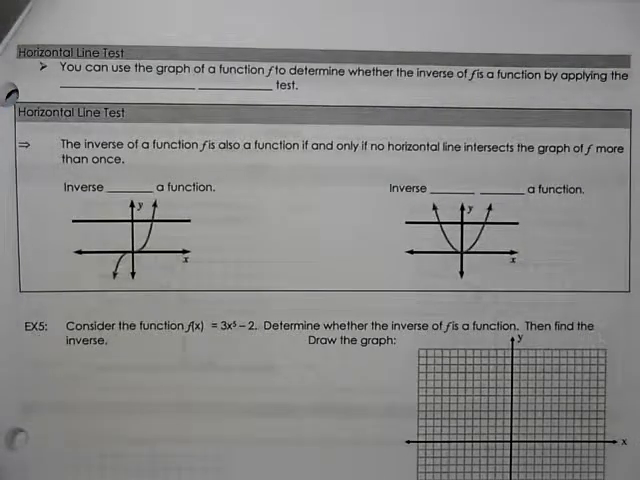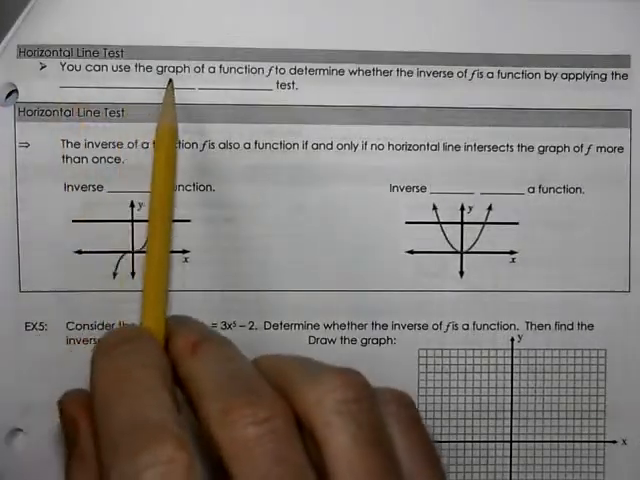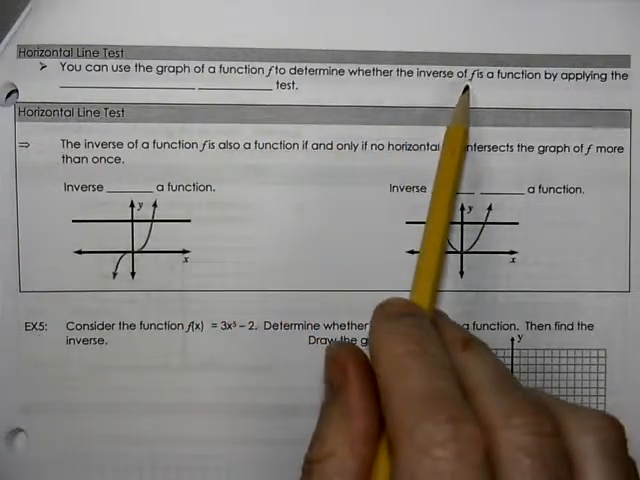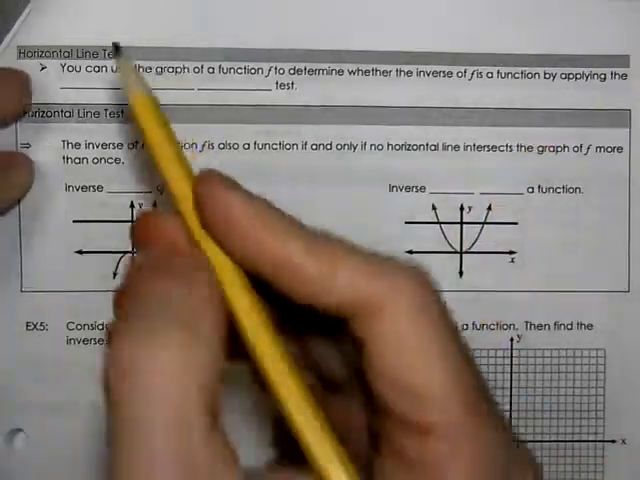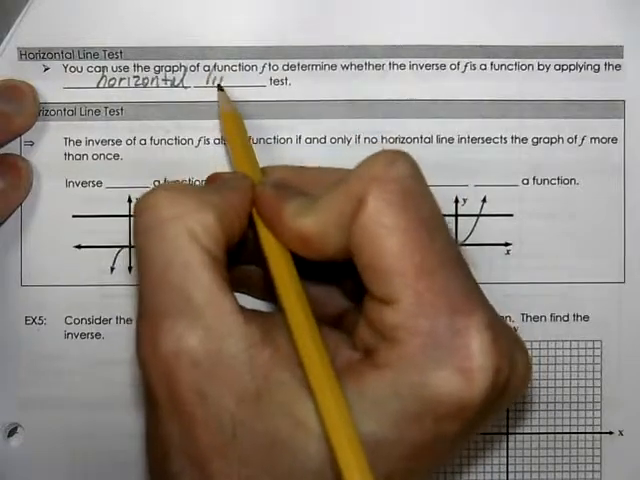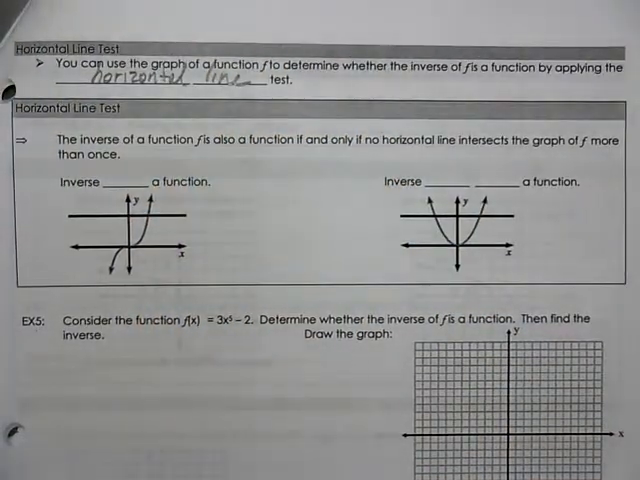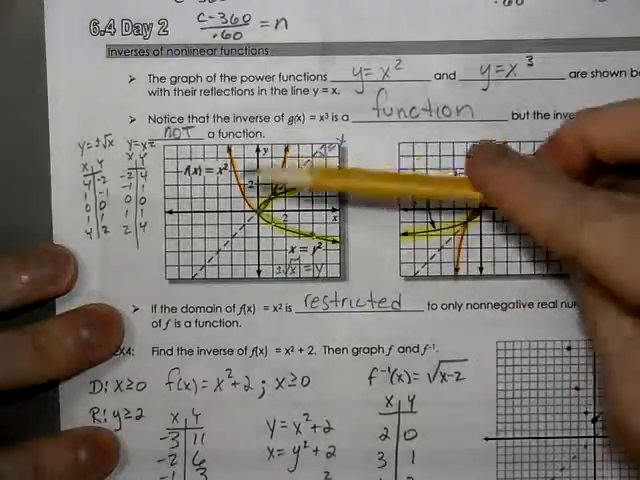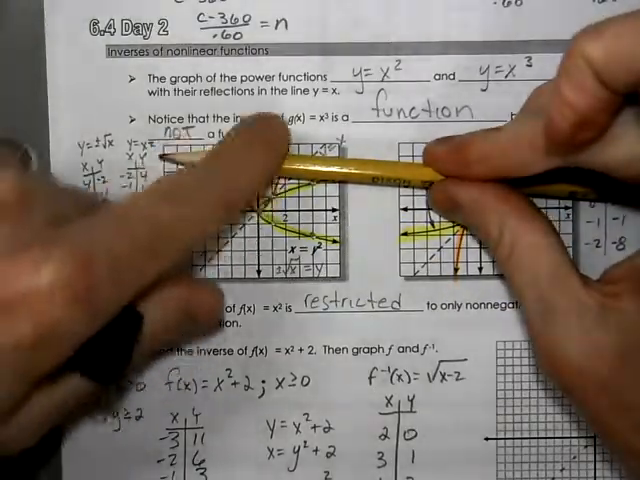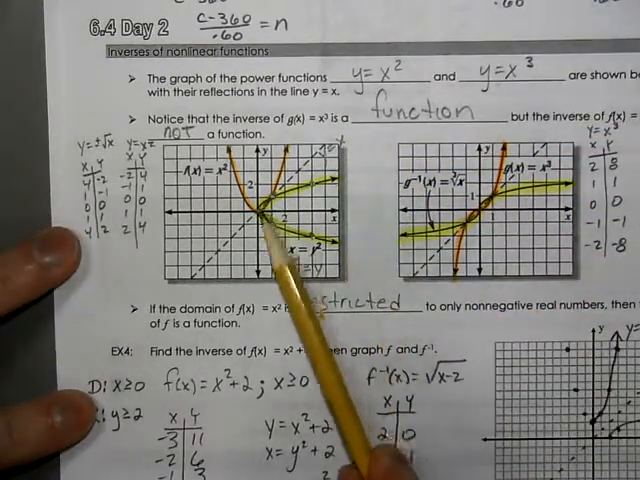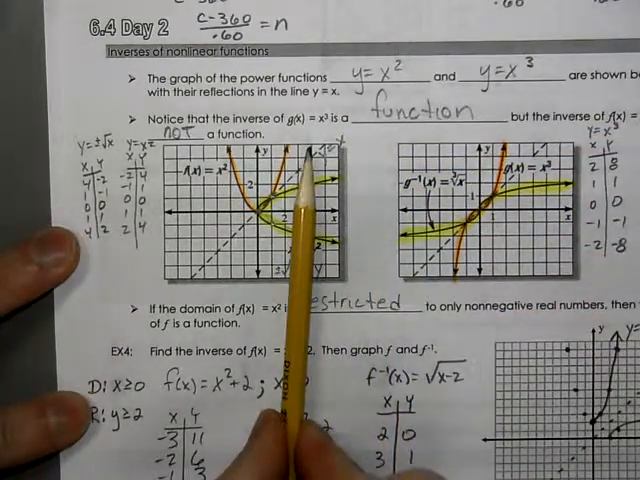On the second page, you can use the graph of the f function to determine whether the inverse of f is a function by applying the horizontal line test. You take the original graph and you run a horizontal line to it. If we run a horizontal line through the orange graph, it's going to cross in two spots. That tells us when we look at its inverse, it's not going to be a function.